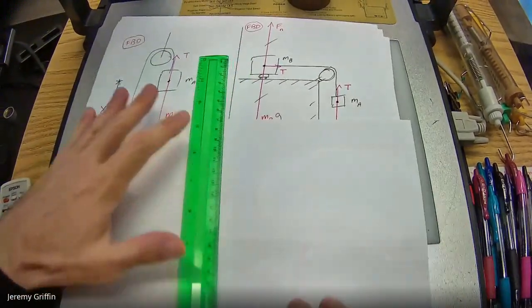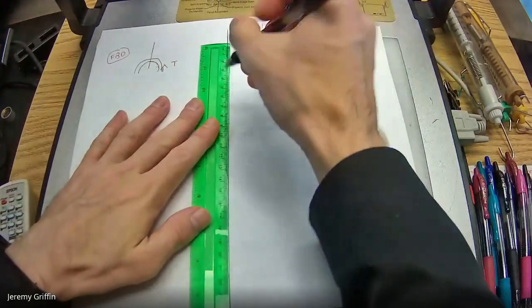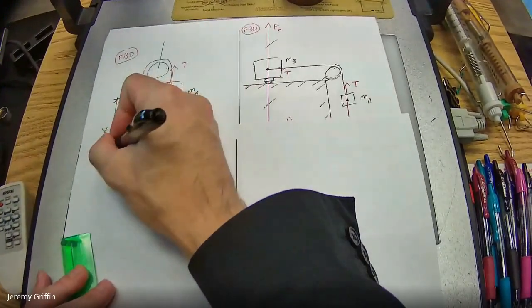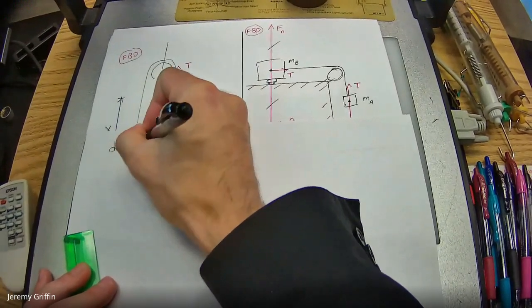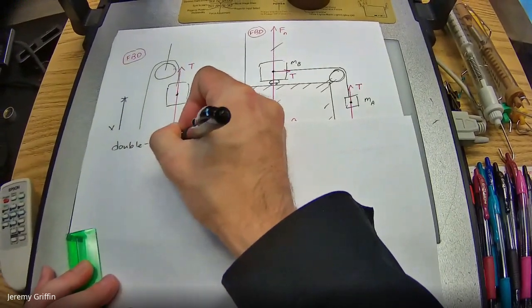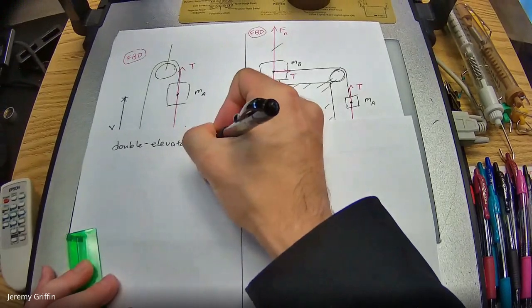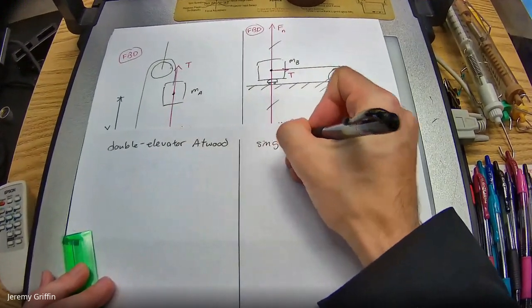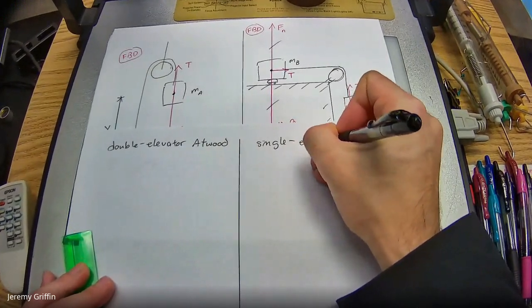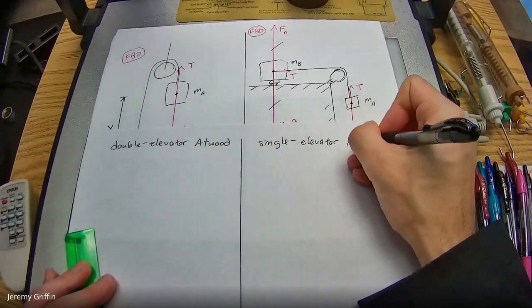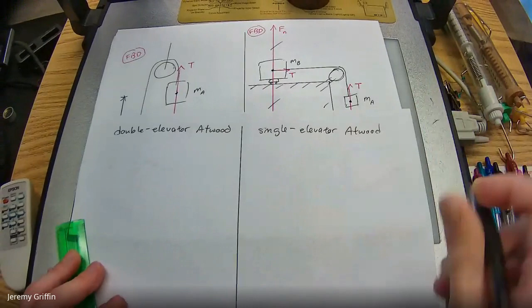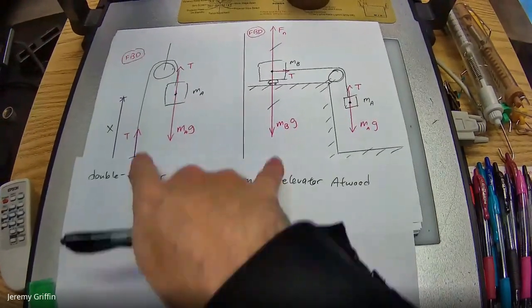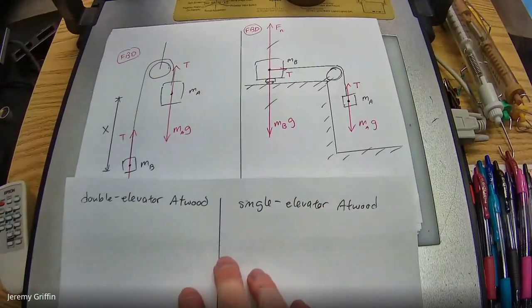Let me do it this way. Let's divvy this paper in half, and then we'll do the double elevator Atwood on the left side versus the single elevator Atwood, like the modified version. Okay. So these would correspond to these diagrams.